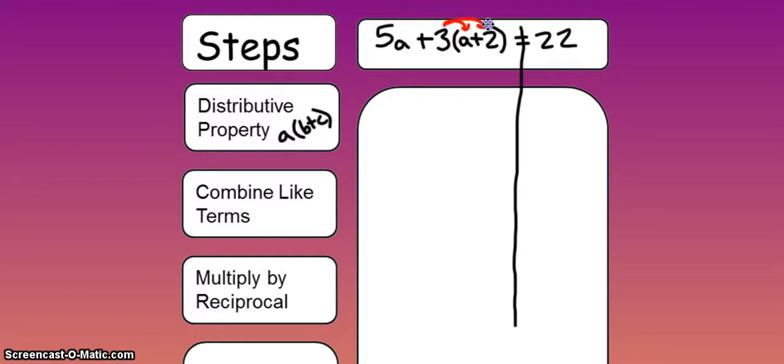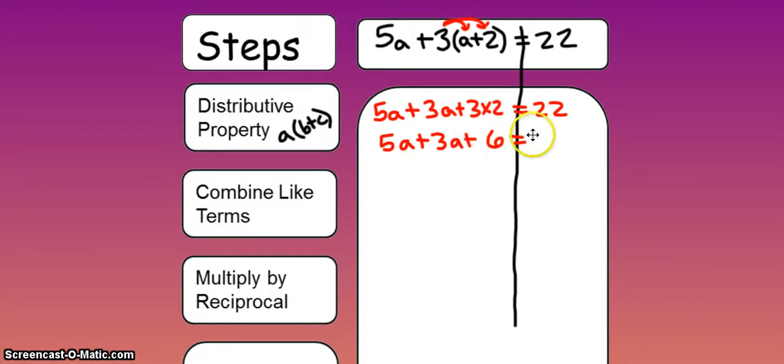We keep the 5a just similar, so we get 5a plus 3 times a, which is 3a, plus 3 times 2 equal to 22. We're going to want to simplify that by just having 5a plus 3a plus 3 times 2 is 6 equal to 22. This is our distributive property, and this is just simplify.